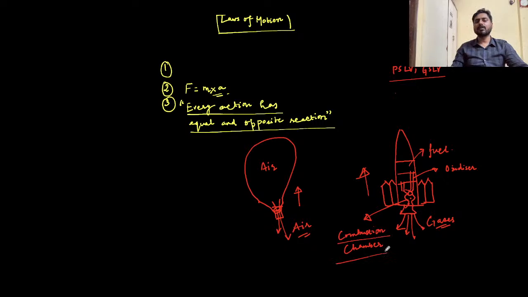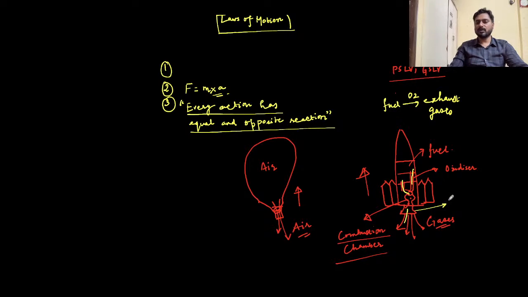This is the combustion chamber. So what is happening in the combustion chamber is that the fuel is brought in. I'll just change the color so that it is clear to you. We are bringing in the fuel from here, and oxidizer or liquid oxygen from here, and this fuel is burnt in the presence of oxygen, and this produces a lot of hot exhaust gases, and these hot exhaust gases are passed out from the exhaust nozzle.